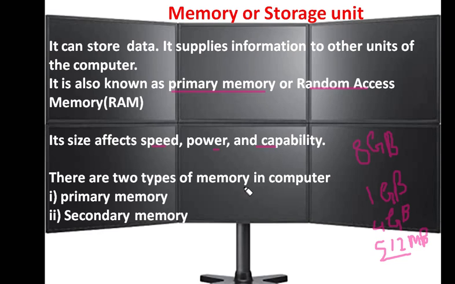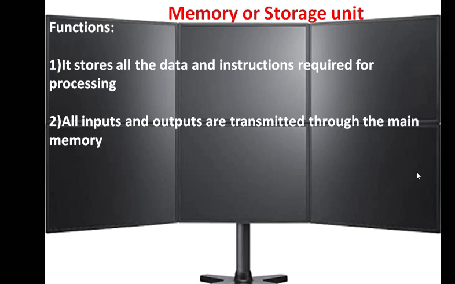There are two types of memory in a computer, that is primary memory and secondary memory. We'll discuss it later. In the memory unit, it has two parts, primary and secondary memory. Its function is to store all the data and instructions required for processing, and all inputs and outputs are transmitted through the main memory.